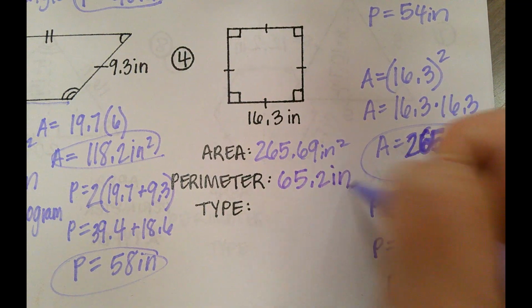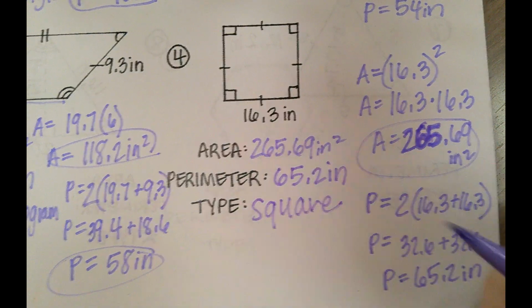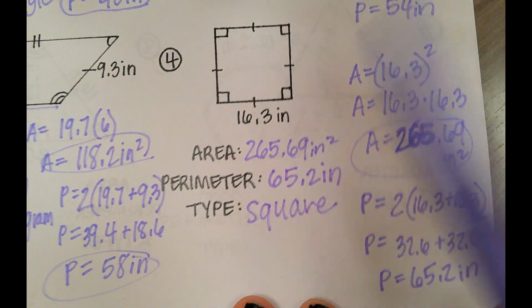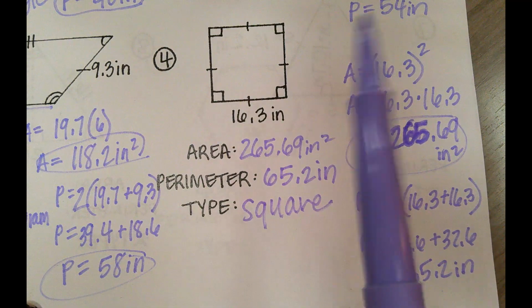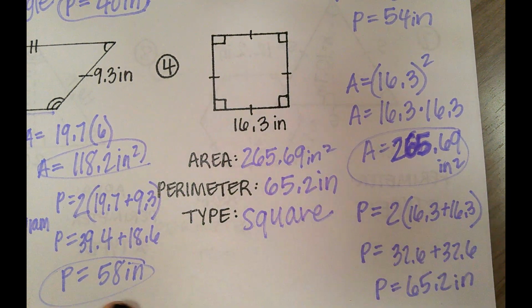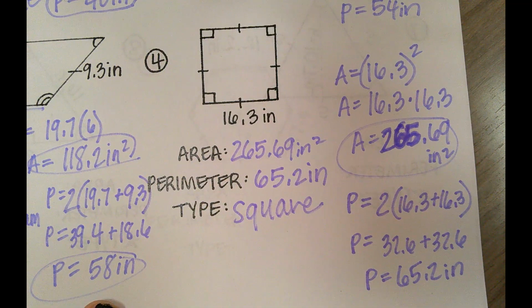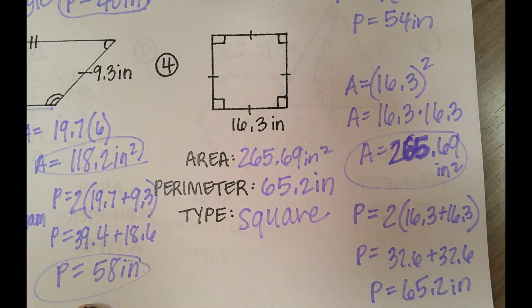And it's a square. Good. All sides are equal. 4 90-degree angles. Just like the rhombus for perimeter, if you wanted to, since all 4 sides are the same, you could just do 16.3 times 4, and that would give you your perimeter as well. So lots of different options.